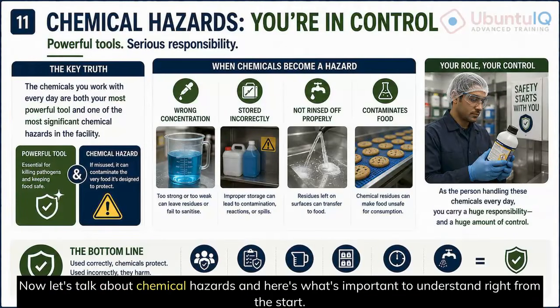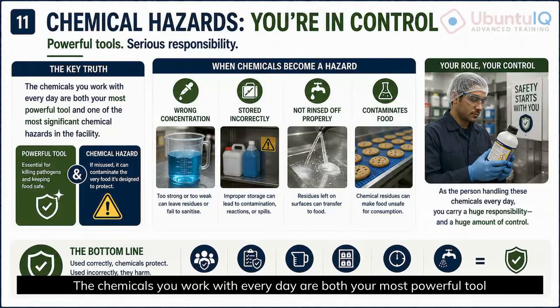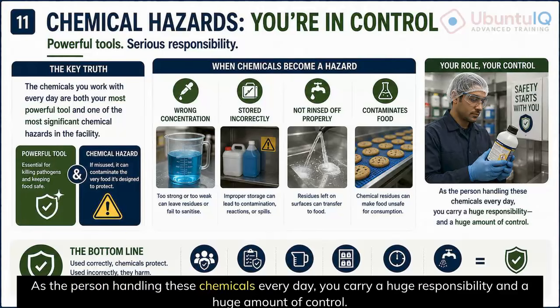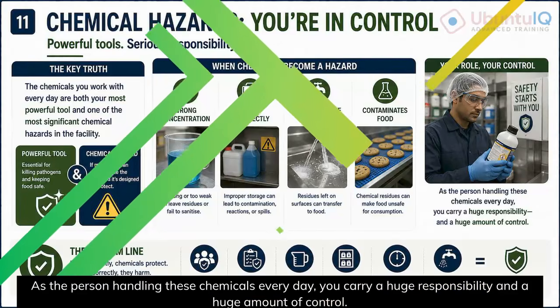Now let's talk about chemical hazards, and here's what's important to understand right from the start. The chemicals you work with every day are both your most powerful tool and one of the most significant chemical hazards in the facility. Cleaning and sanitation chemicals are essential for killing pathogens. But if they're used at the wrong concentration, stored incorrectly, or not rinsed off properly, they can contaminate the very food they're designed to protect. As the person handling these chemicals every day, you carry a huge responsibility and a huge amount of control.